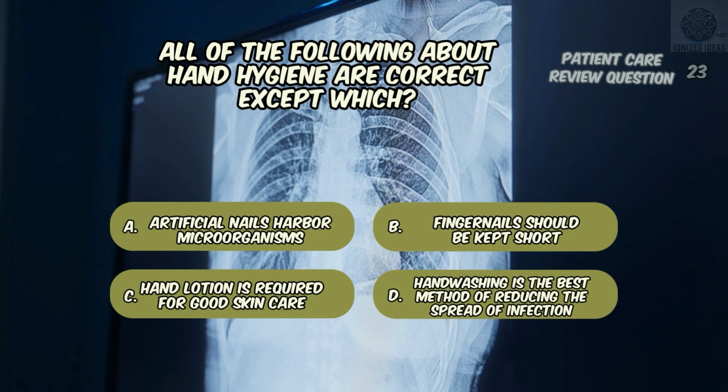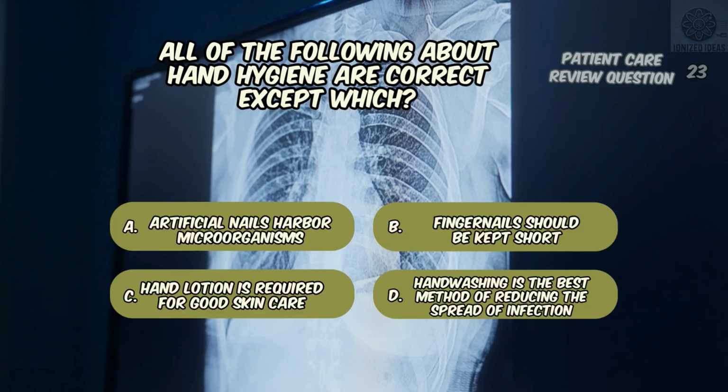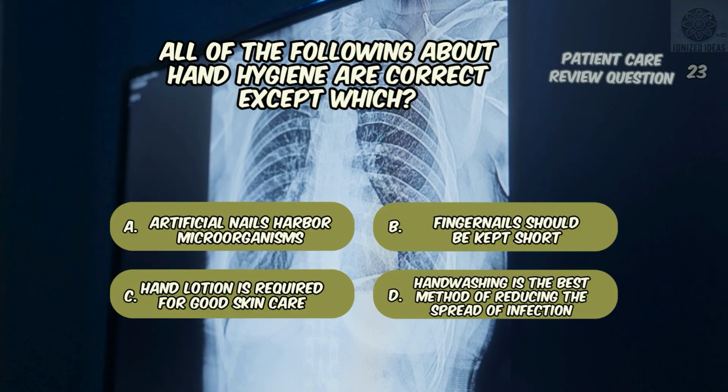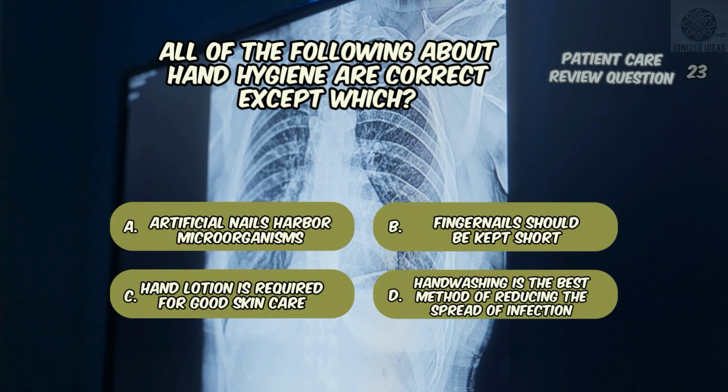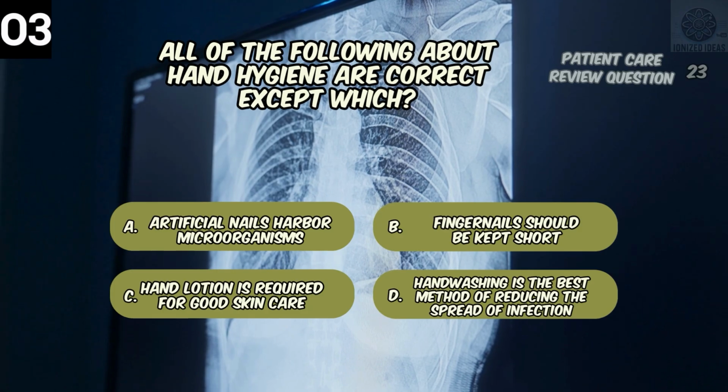All of the following about hand hygiene are correct except which? A. Artificial nails harbor microorganisms, B. Fingernails should be kept short, C. Hand lotion is required for good skin care, D. Hand washing is the best method of reducing the spread of infection.